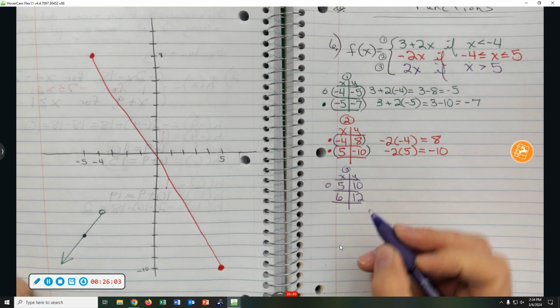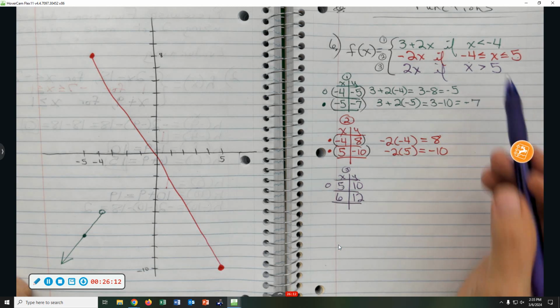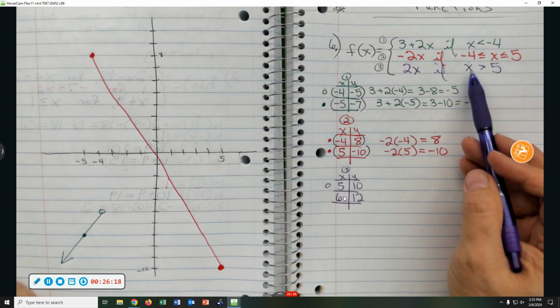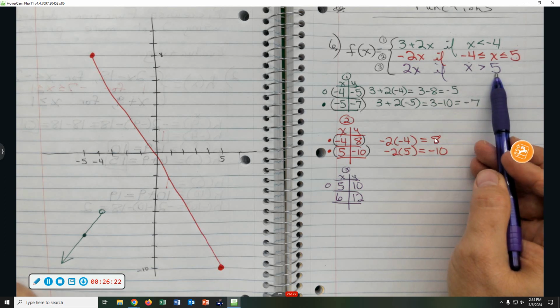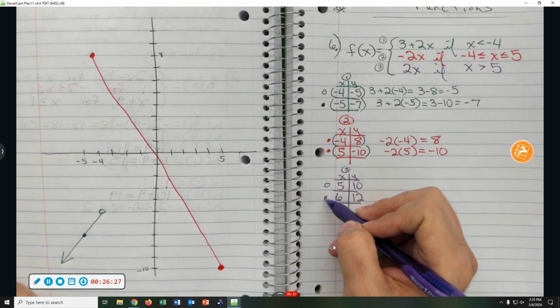Hey, I didn't ask y'all this. Is this ordered pair 6, 12, is that going to be an open circle? You said 5 was going to be open. What about 6, 12? Will that be open? Does 6 satisfy the condition? Is 6 bigger than 5? Yes, it is. So it's going to be a plain closed dot.